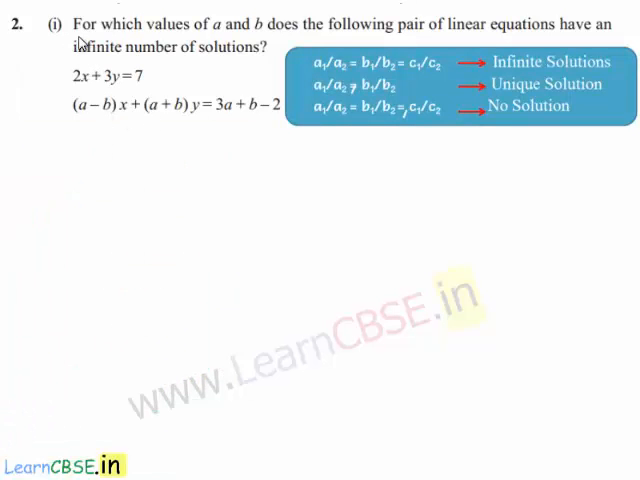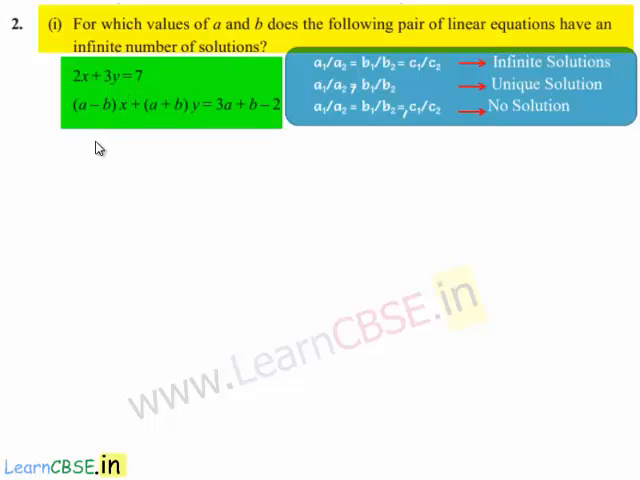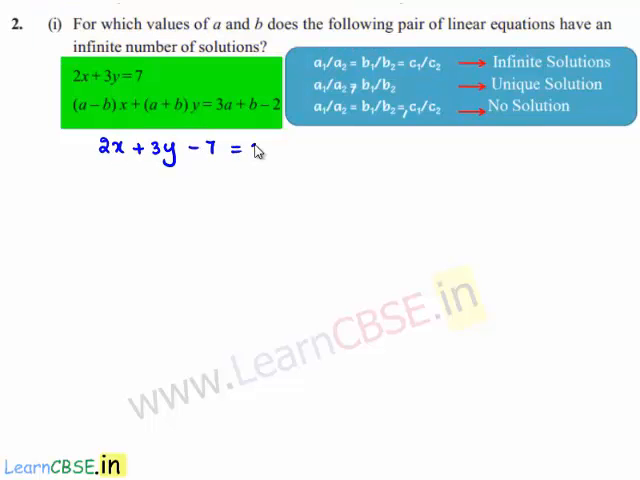Coming to the first bit of the second problem, for which values of a and b does the following pair of linear equations have an infinite number of solutions? The first equation given is 2x plus 3y is equal to 7. The first equation can be written as 2x plus 3y minus 7 is equal to 0. Let this be equation number 1.